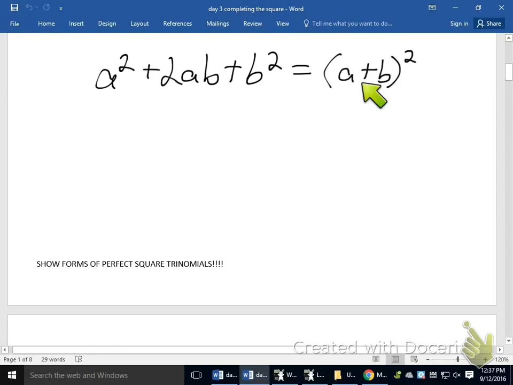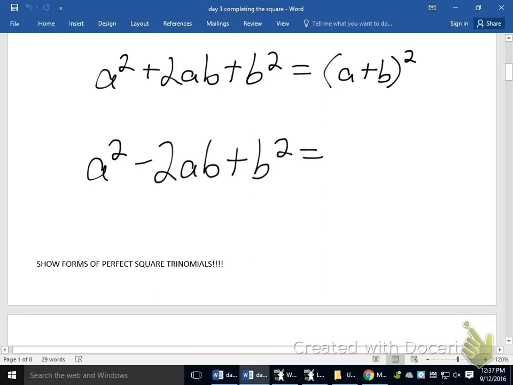And today we're going to focus specifically on going from this form on the right to this form on the left. You can also see a squared minus 2ab plus b squared. That would be when you have a minus b squared. And we're going to see both of these today interchangeably.